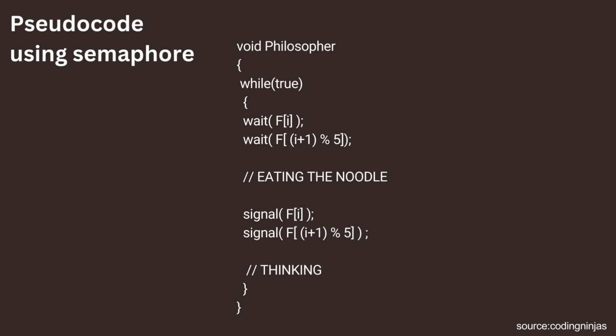We need to initialize a semaphore for each fork on the table. Each semaphore will represent the availability of a fork. In the starting, we will set all semaphores to 1. It shows that all forks are available.